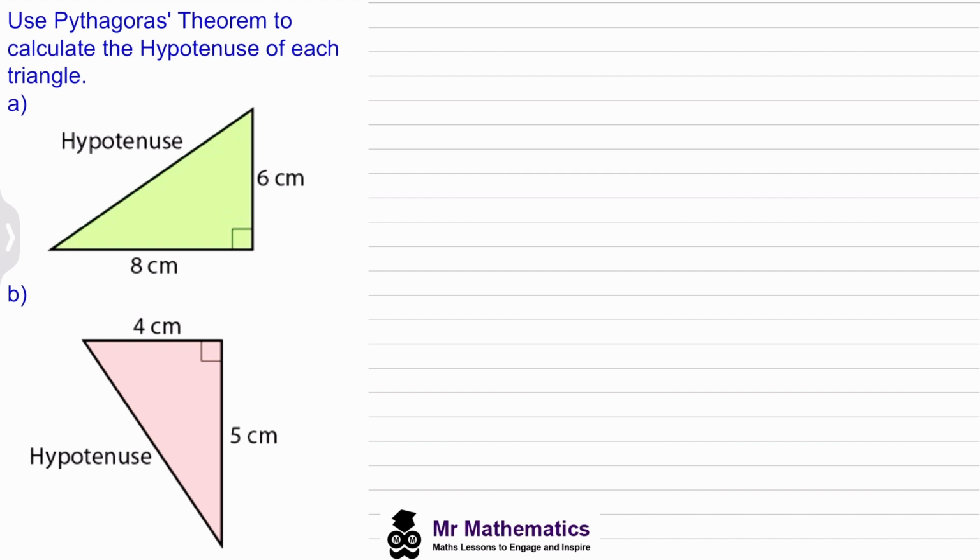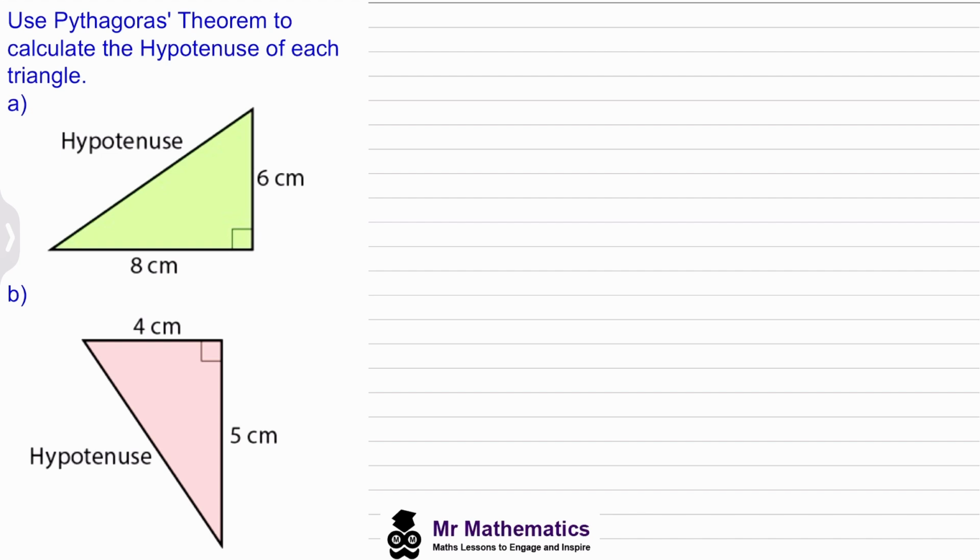So in this example, we've been asked to use Pythagoras' theorem to calculate the hypotenuse of each triangle. The first thing that we need to know is that opposite the right angle will always be the hypotenuse. This is always the longest length in the triangle. The other two lengths are always shorter than the hypotenuse. So in question B, the hypotenuse is this length because it is opposite this right angle, and the 4 and the 5 will be shorter than this.